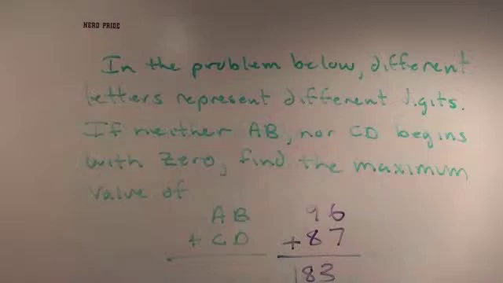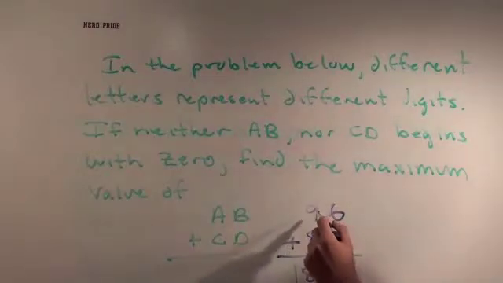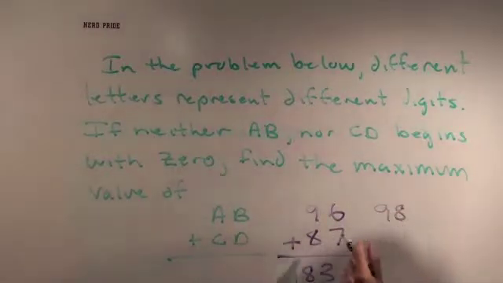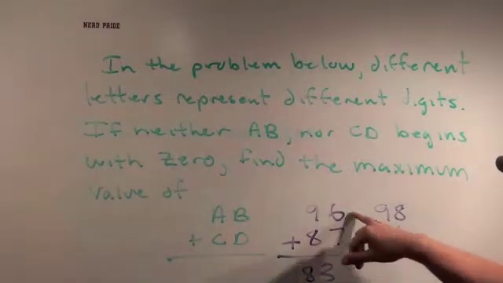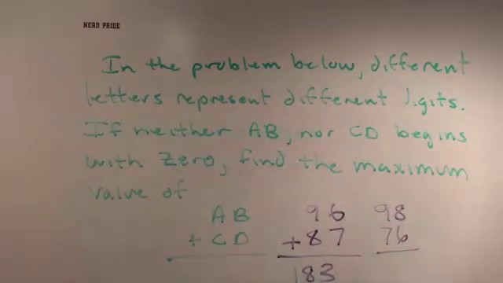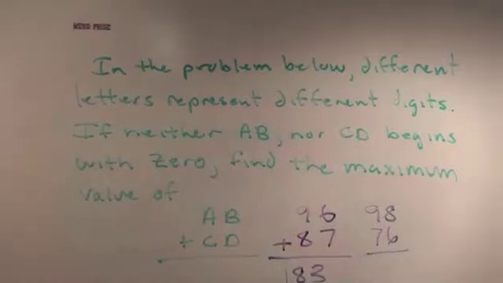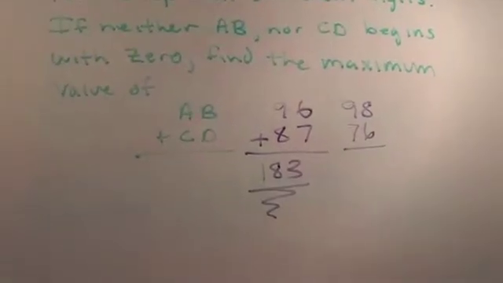Why didn't you just choose 98? That's even bigger for B, and then 76. We just choose all the big ones like that. 98 is bigger than 96. Let's see what this adds up to. 90 plus 70 is 160, and 8 plus 6 is 14, which is 174.